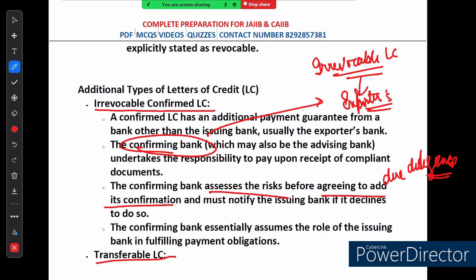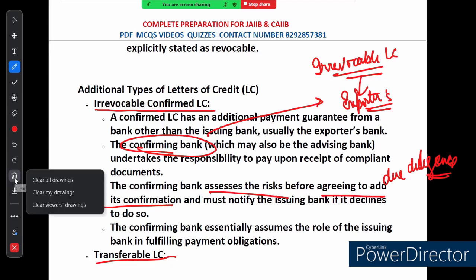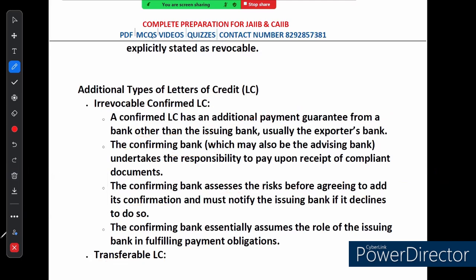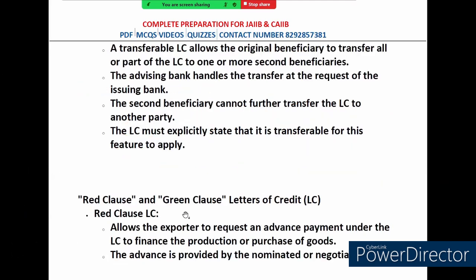So in summary, the irrevocable confirmed LC offers enhanced security for the seller by having not one but two banks backing the payment. This reduces the risk of non-payment and provides more confidence in international trade transactions. Now next comes a transferable letter of credit. So the transferable letter of credit provides flexibility, especially in transactions where intermediaries are involved.